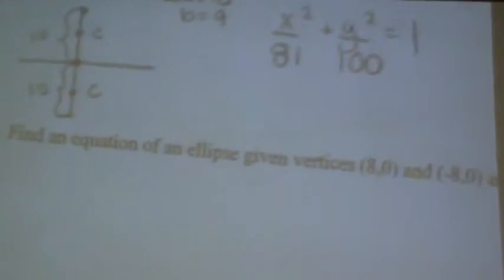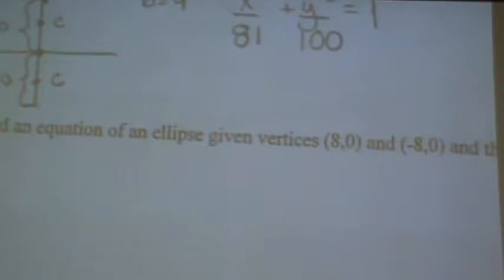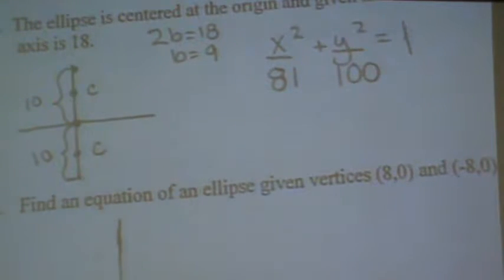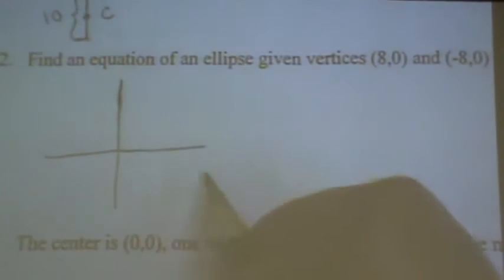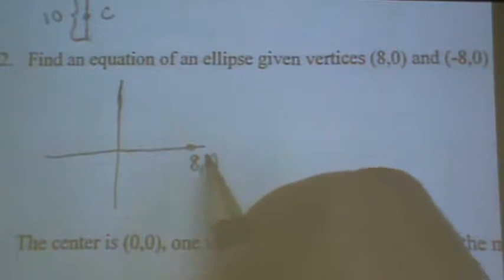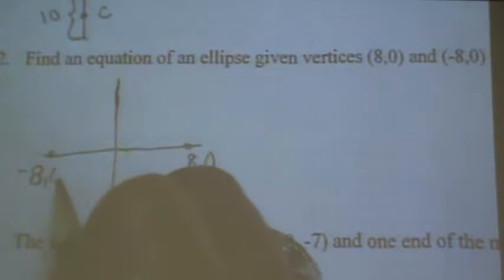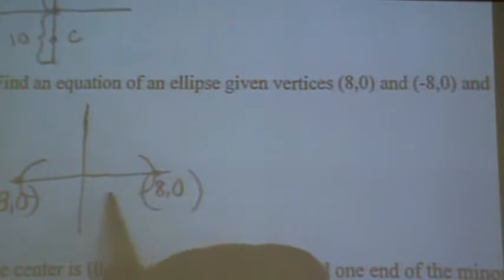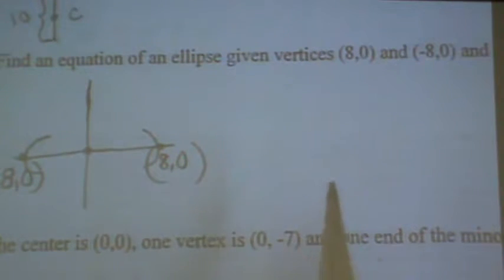Number 2, find the equation of an ellipse given vertices are 8, 0, and negative 8, 0. Remember, you only have vertices on the major axis. So if you were to draw your ellipse, and it says 8, 0, and negative 8, 0, so if these are your endpoints or vertices, the middle is going to be your center.